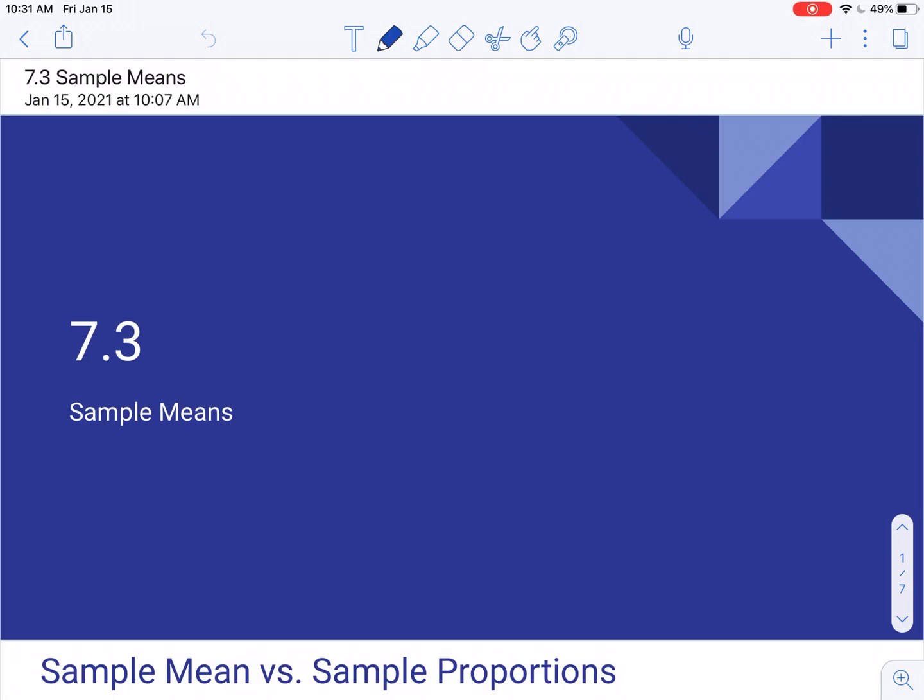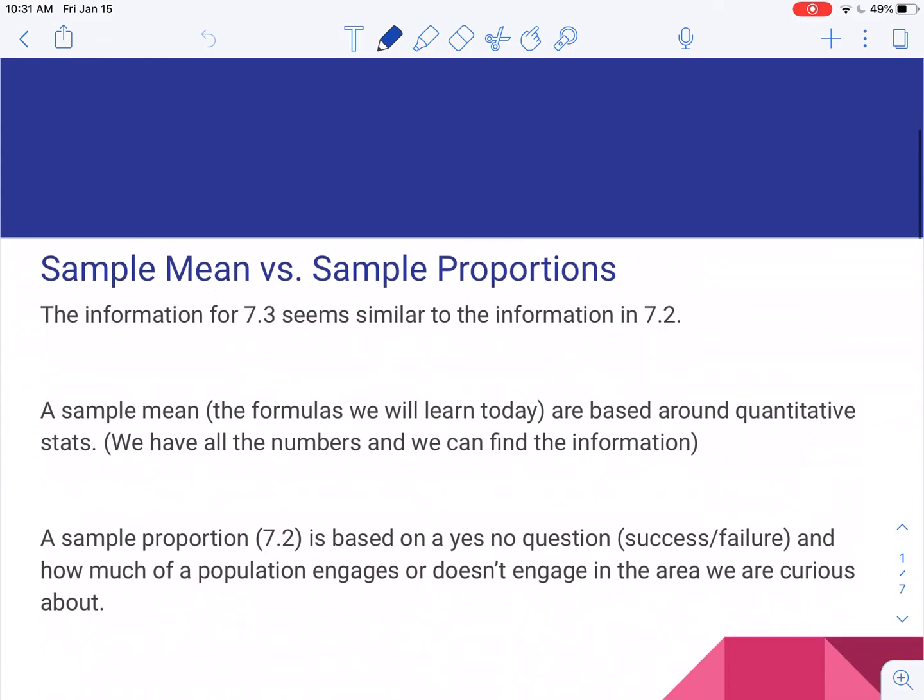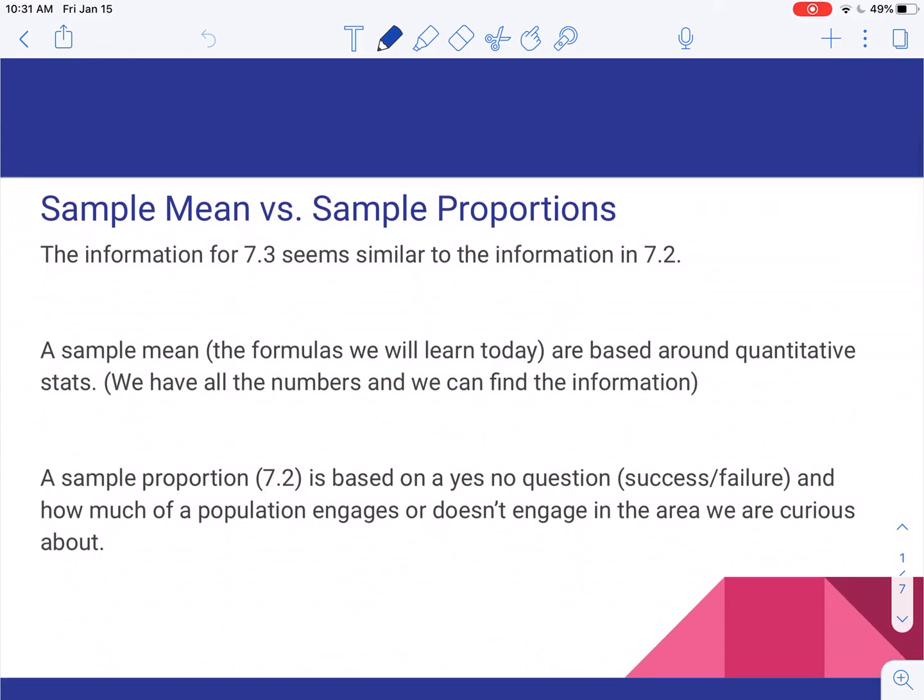These are the 7.3 notes, and we're going to be looking at sample means. A sample mean and a sample proportion look very similar. When I was first learning about them, it was kind of difficult to determine, wait, why is this different? Why is the sample proportion different than the sample mean?